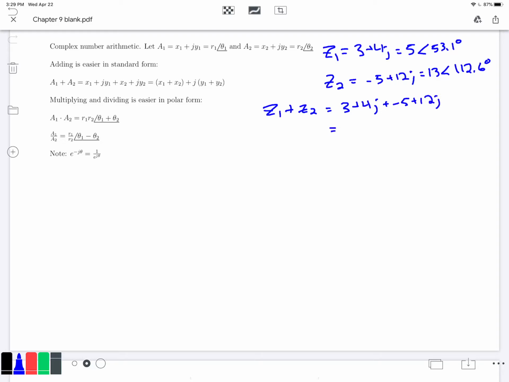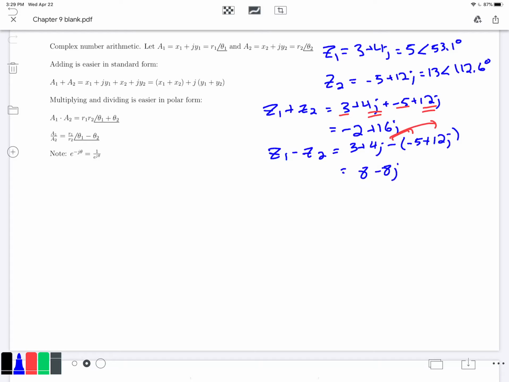And all you have to do is combine like terms, and you get the answer negative 2 plus 16j. And also, if you're subtracting, no problem, you do the same thing as we just did. The only difference is you have a negative sign to distribute. And regardless, I should get 8 minus 8j here.